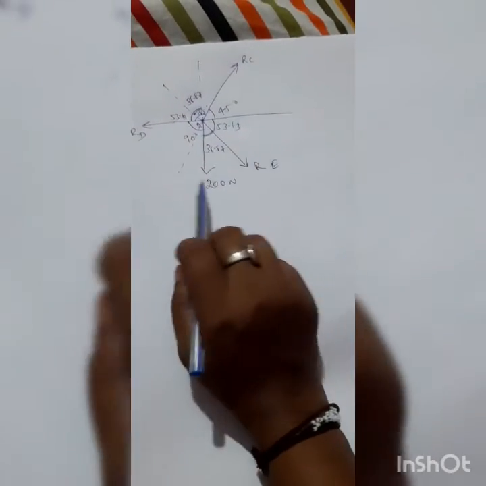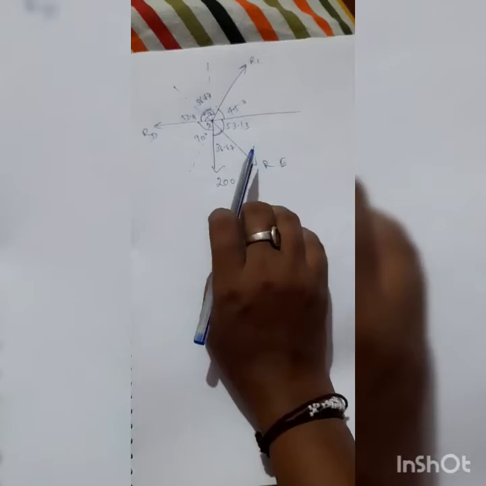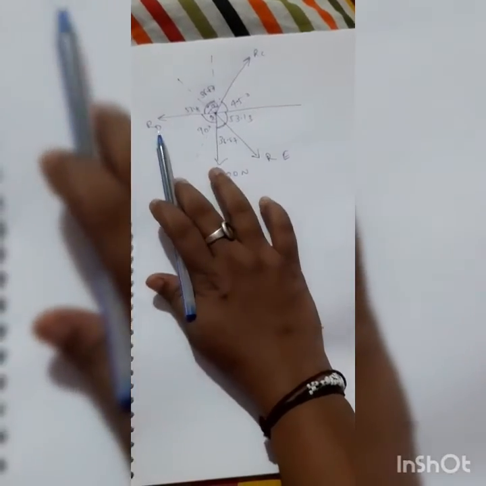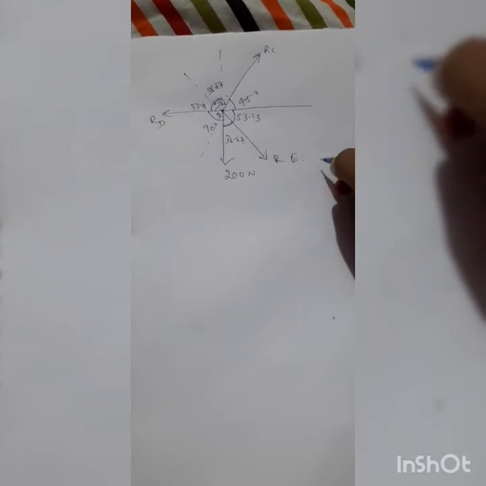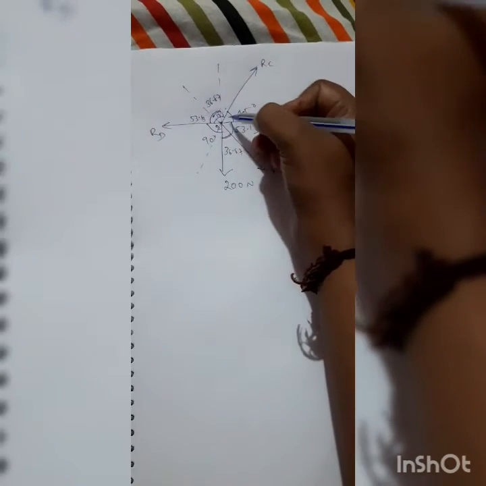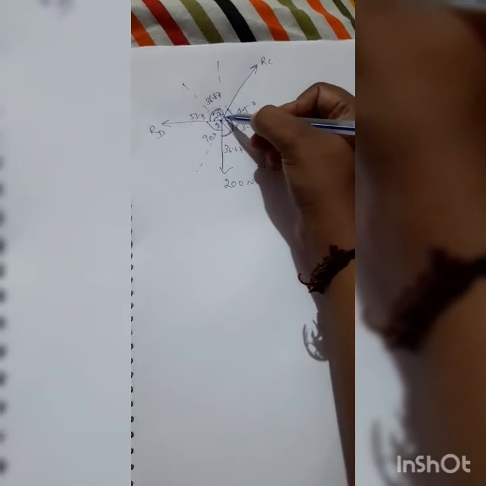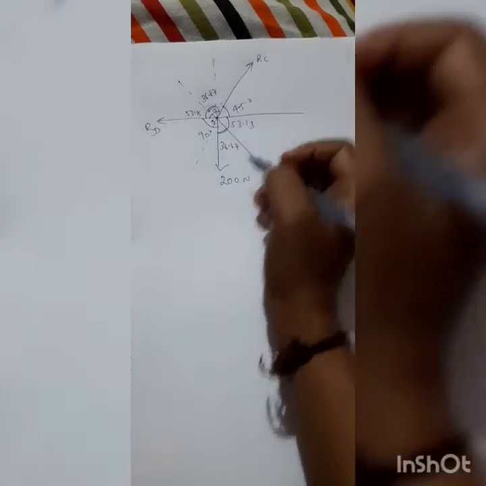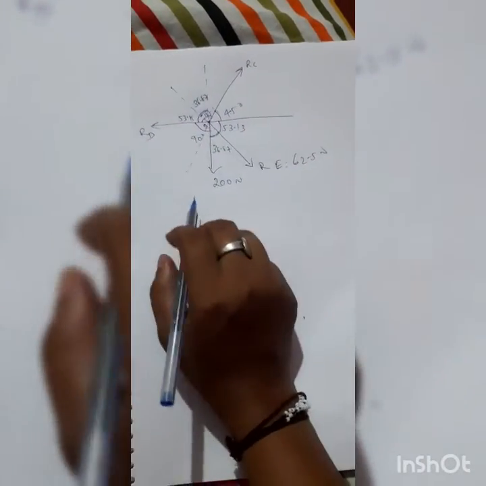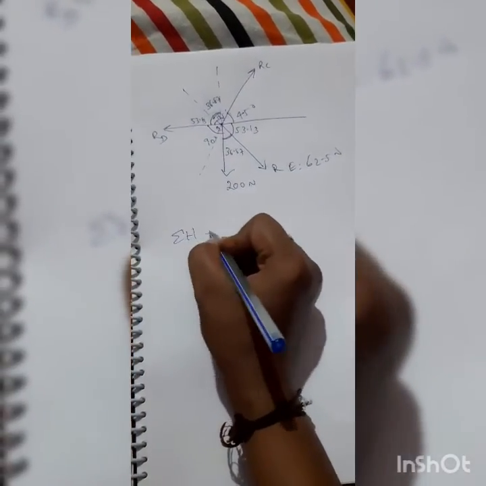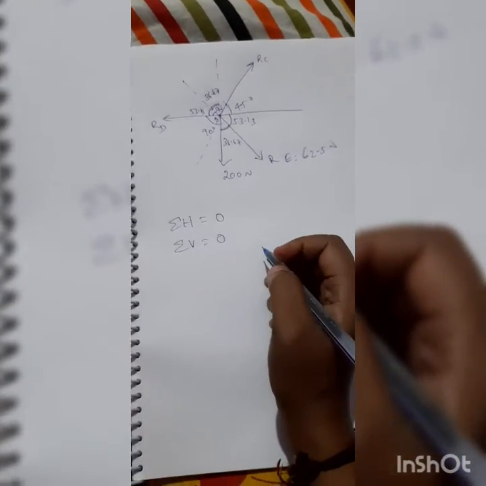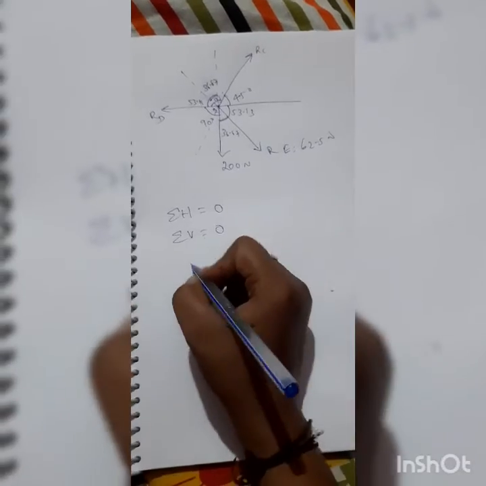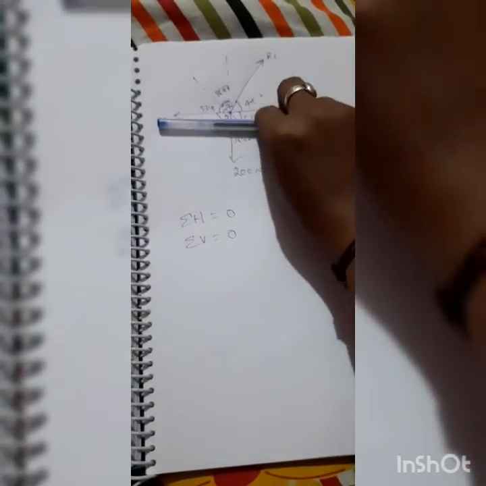So here four forces are acting. So we'll use resolution method to find out the reaction force. RE we have calculated earlier. So this value we have got 62.5 Newton. So here to here 45 means here 180 minus 45, that is 135. So we'll resolve the forces. So for equilibrium, net horizontal force equal to 0 and net vertical force equal to 0. So what are the net horizontal forces? So we'll resolve first along x-axis.